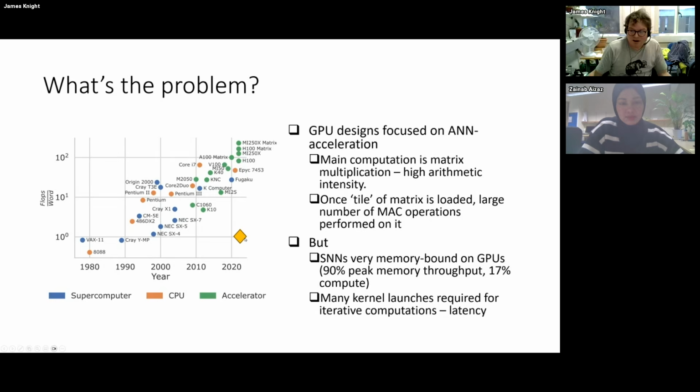So spiky networks are very memory bound on GPUs. They work quite well because GPUs have got lots of memory bandwidth, but they're very memory bound. In some recent benchmarking, we found that on a modern GPU, some of these kernels were hitting 90% of the memory throughput, but only 17% of the compute. And also because these things are iterative, like RNNs, it requires many kernel launches, and this induces latency on a GPU. So they're not ideal.